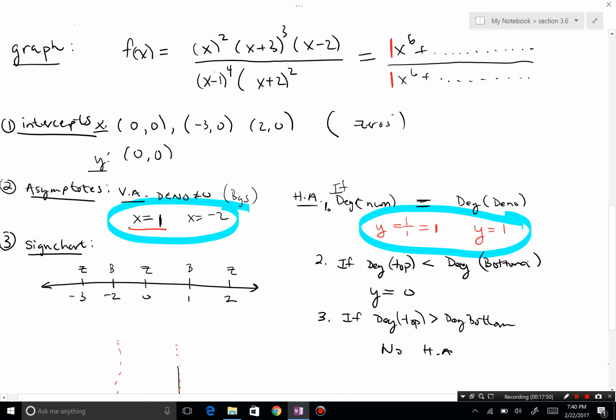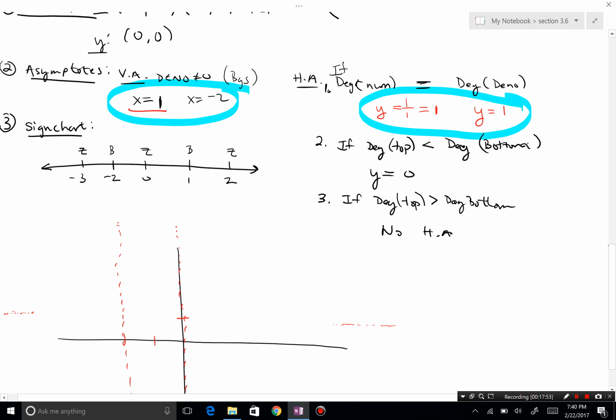Okay? As a matter of fact, I've decided that I'm going to erase this graph, and then we'll talk about it in bigger detail.